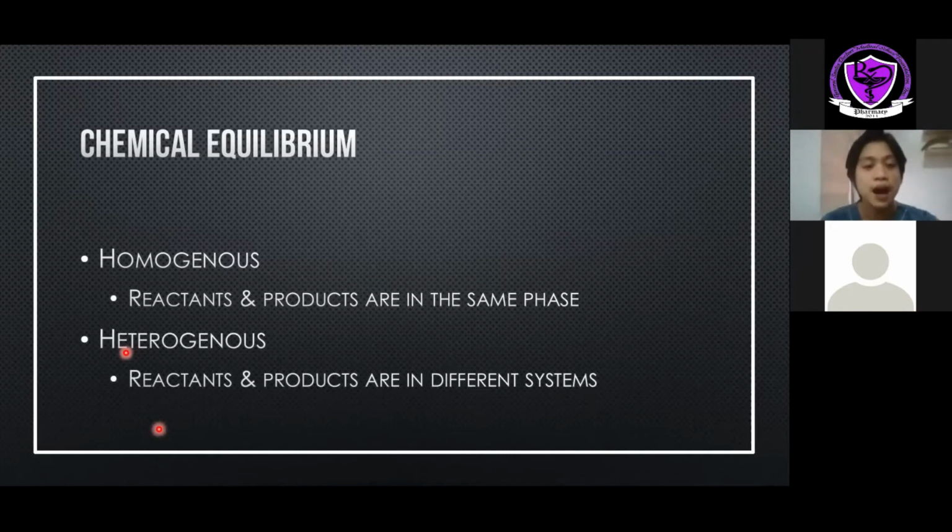Ito yung sample natin for the neutralization reaction, forming a salt. So, in the board exam, when you encounter a heterogeneous system for chemical equilibrium, ibig sabihin magkaiba yung reactants and products, kaiba yung phase. Usually we are talking of gases. Heterogeneous chemical equilibrium, we're talking of gases.